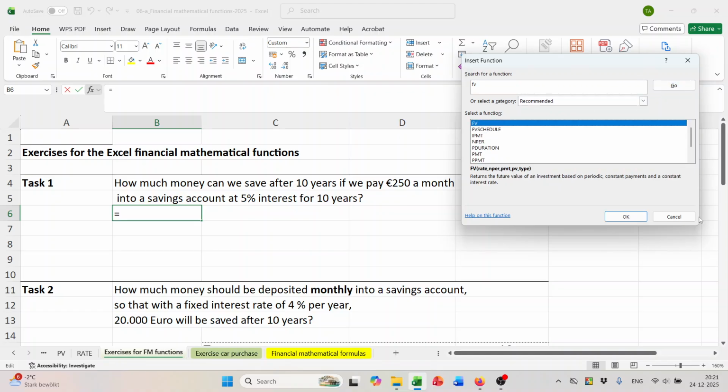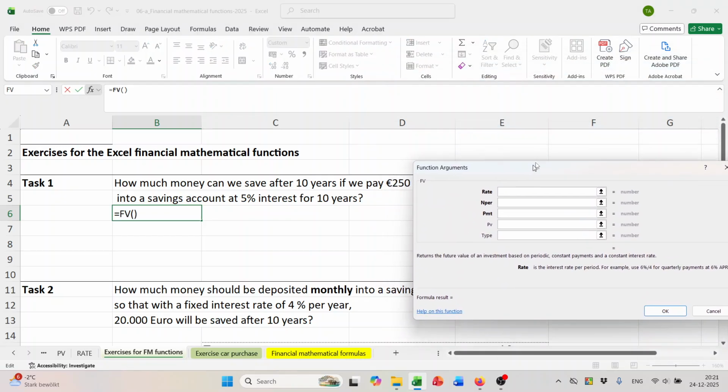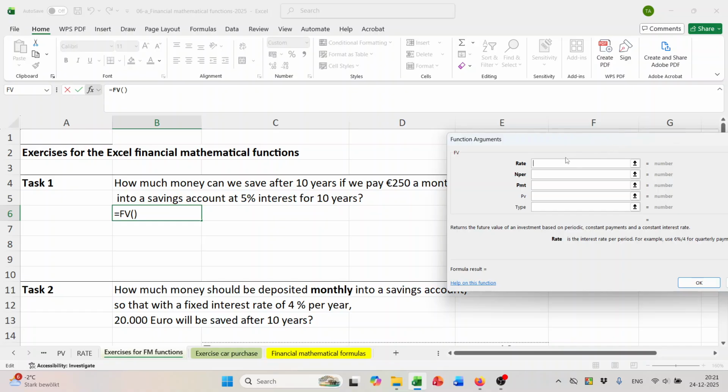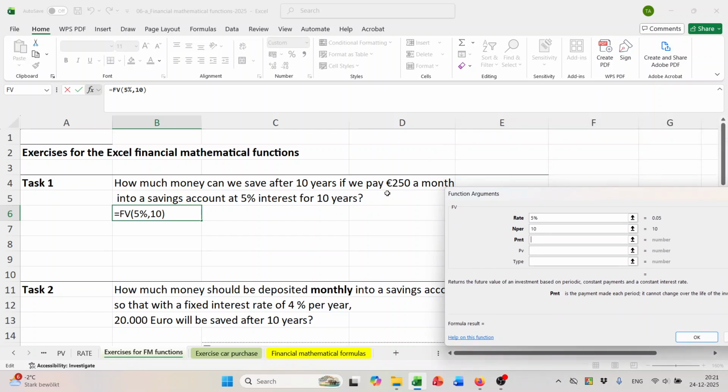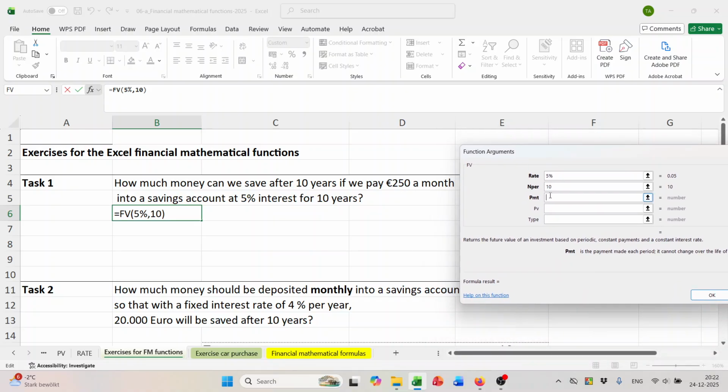Our rate is 5%. The number of periods is 10 years. The payment is 250 a month, but the other conditions are given in years, so we have to convert it from months into years. So we have to multiply it by 12: 250 times 12.